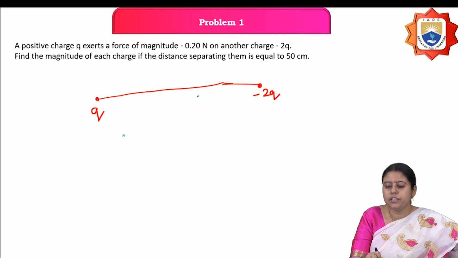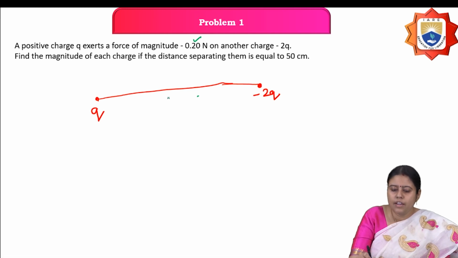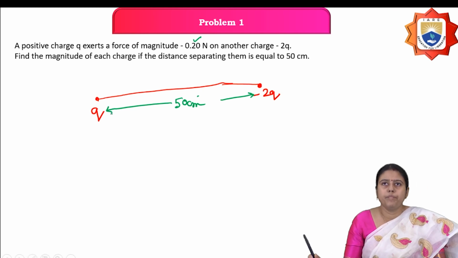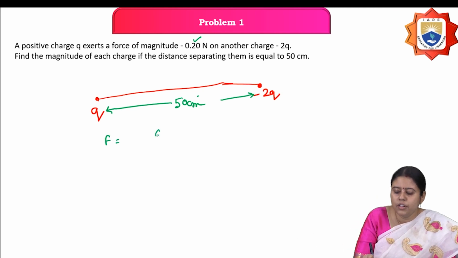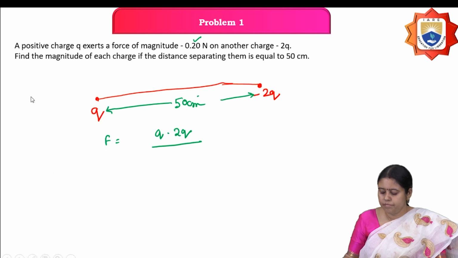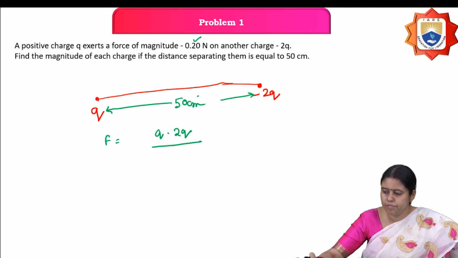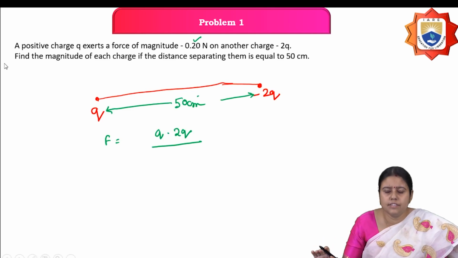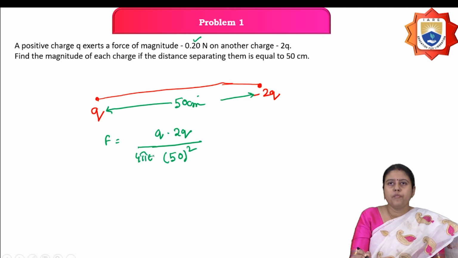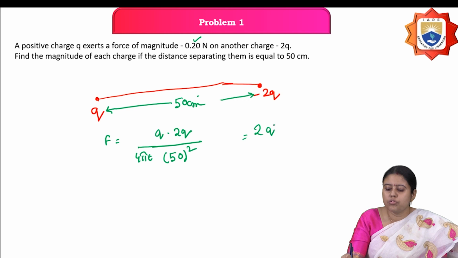So the force between them is 0.20 Newton. Find the magnitude if the distance between them is 50 centimeter. So we know force is equal to Q into 2Q by 4 pi epsilon into the distance squared. The first one is a very easy problem. So the charge is Q into 2Q and the distance between them is 50 square. So we can write 2Q square is equal to 4 pi epsilon into 50 square.